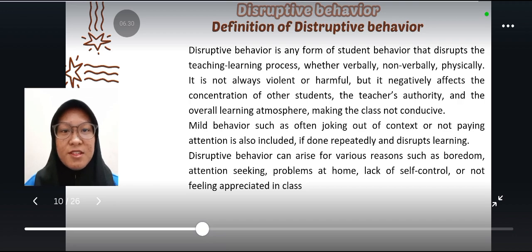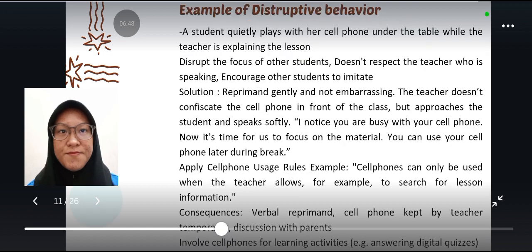Mild behavior such as joking out of context or not paying attention also counts if done repeatedly and it disrupts learning. It can arise from various reasons like boredom, attention-seeking, problems at home, lack of self-control, or not feeling appreciated in class.